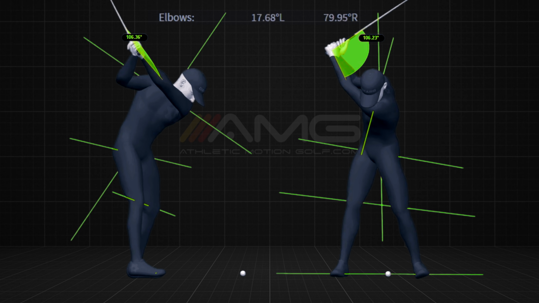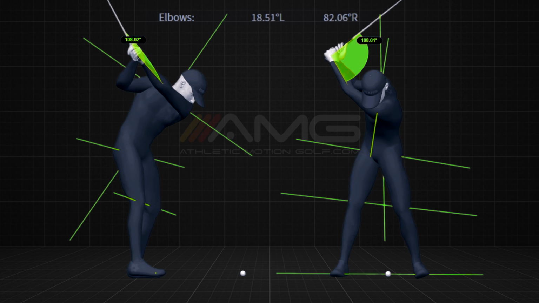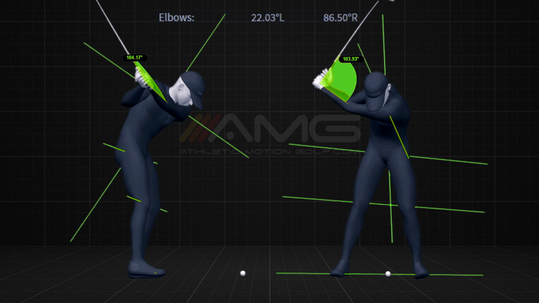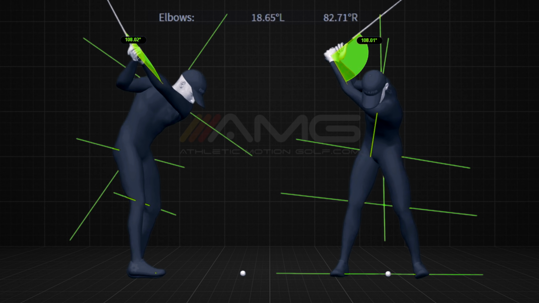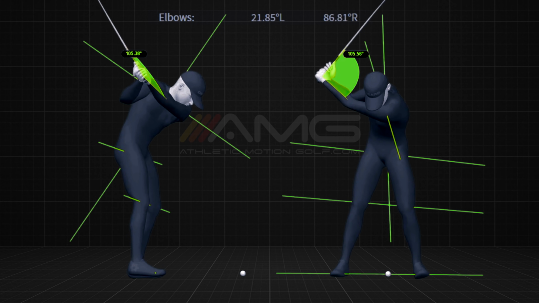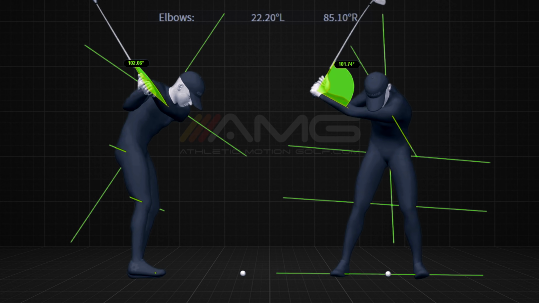Now, what's interesting is at the top, there's basically two variations in how these great players move in the downswing. One, you're going to see what our golfer here is doing. A lot of this depends on the momentum that's carried into the top. So if he's a fast club head guy, a fast swinger, you're going to see some extra bend coming out of the top.